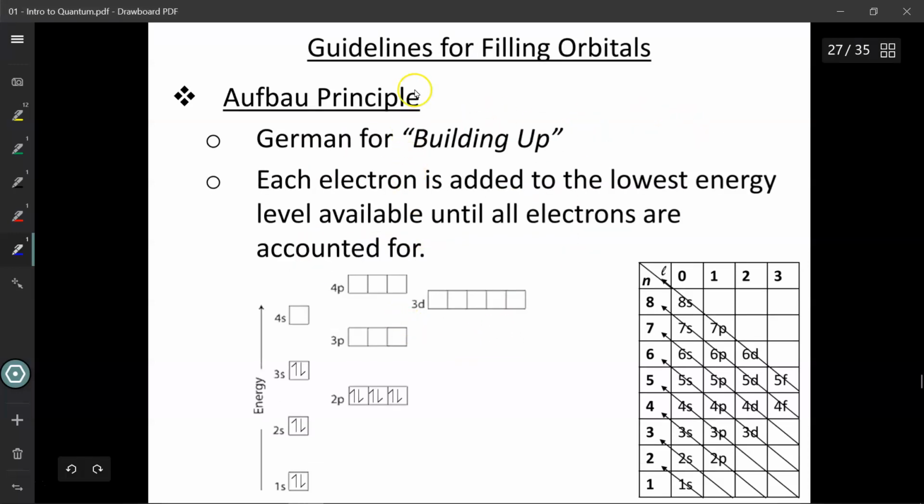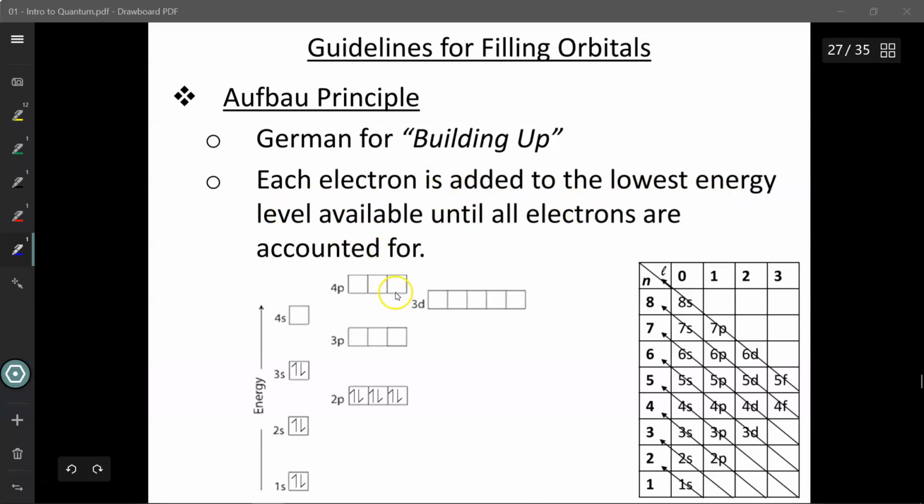Now, there are guidelines for filling in these orbitals. You can't just put electrons anywhere you want. So let's go over the rules we use to show us where to place these electrons. The first is called the Aufbau Principle. Aufbau is German for building up or construction, meaning each electron is added to the lowest energy level available until all electrons are accounted for.